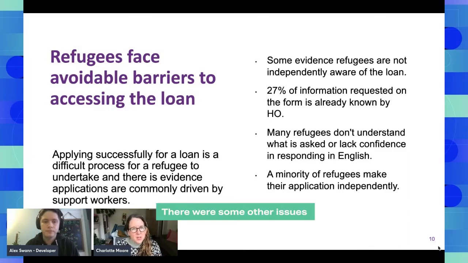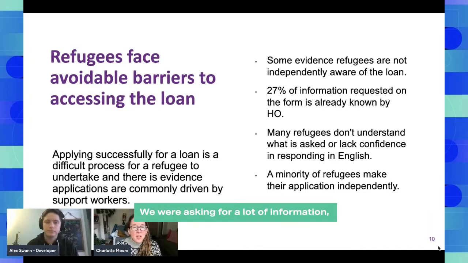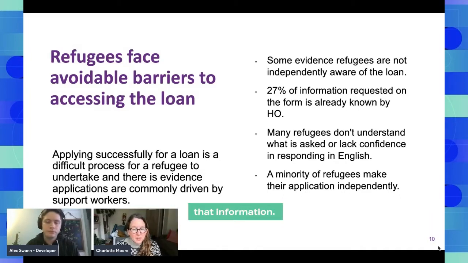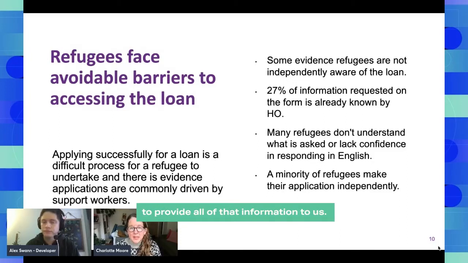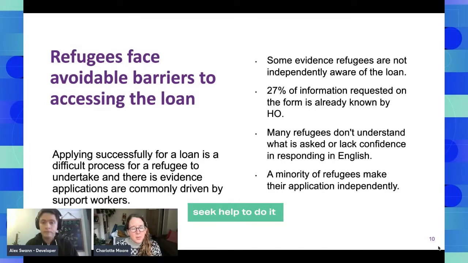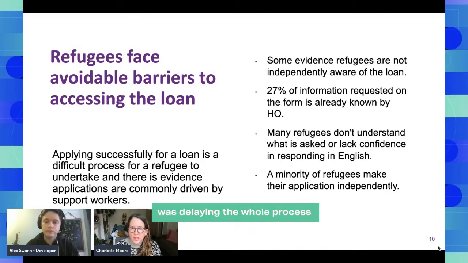There were some other issues that we identified in the paper form. We were asking for a lot of information, but actually we already held that information. So we should be a bit more smart with that and not asking people to provide all of that information to us. The English language was posing problems, and the fact that they were having to go and seek help to do it was delaying the whole process and putting people off applying.